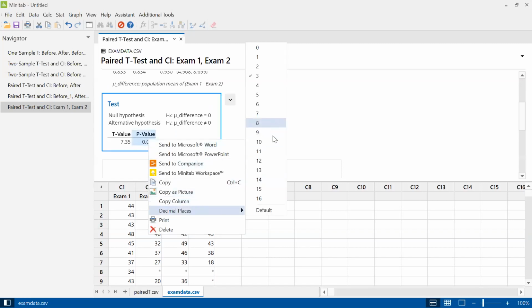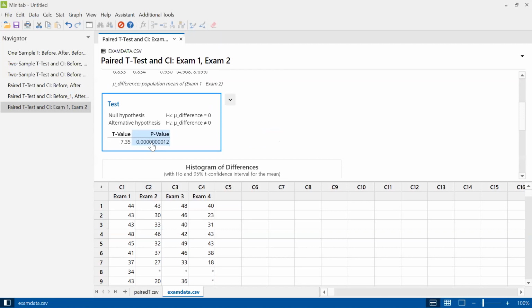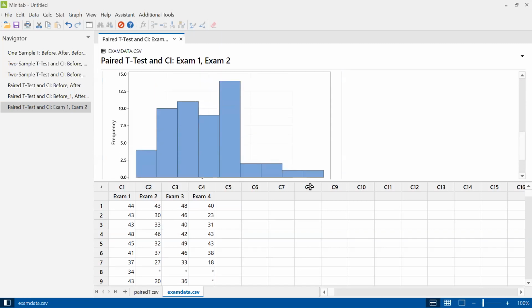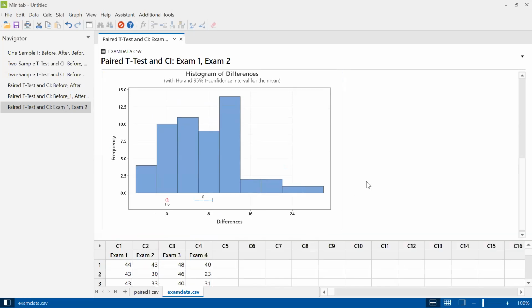We still get a very small p-value though. Very small, like down to the 9th decimal place, we definitely have strong evidence that there is a difference in difficulty between these two exams. So looking at our histogram here, these are the people whose scores were actually higher on the second exam. These people are the people at 0.